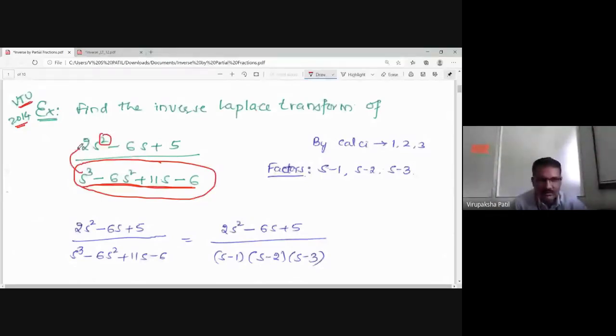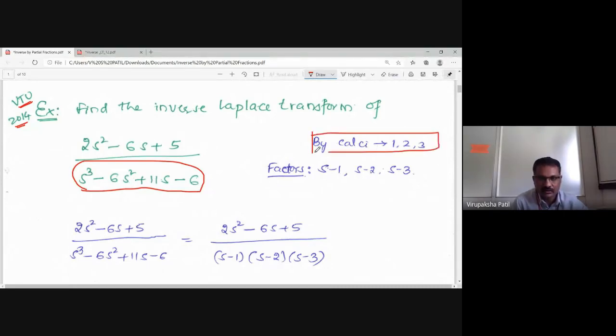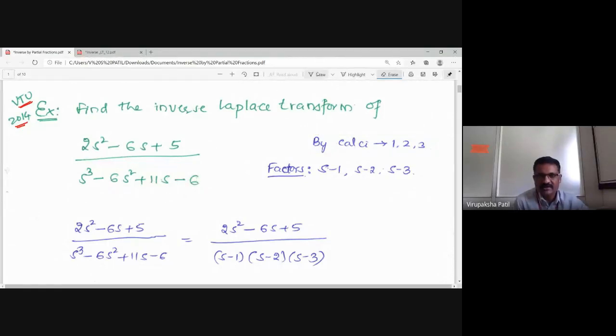So what do we have to do? We have to think of splitting this into factors. So how to split this into factors? You can use your calculator and get the roots, as this is a cubic equation. Or else you can use one of the methods called the synthetic division method, or another method called the inspection method.